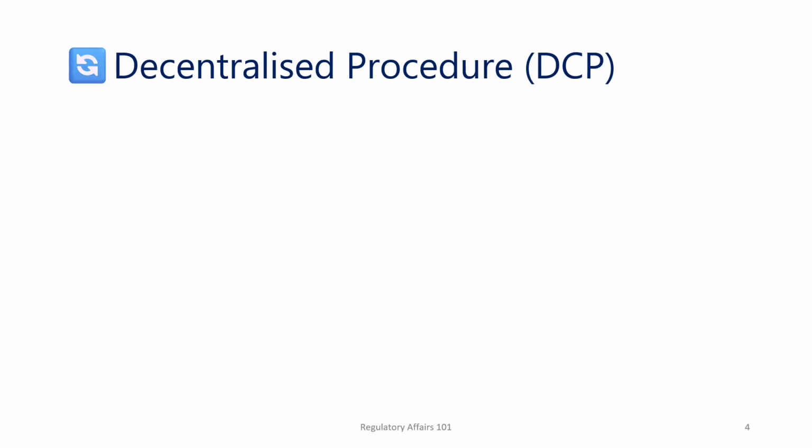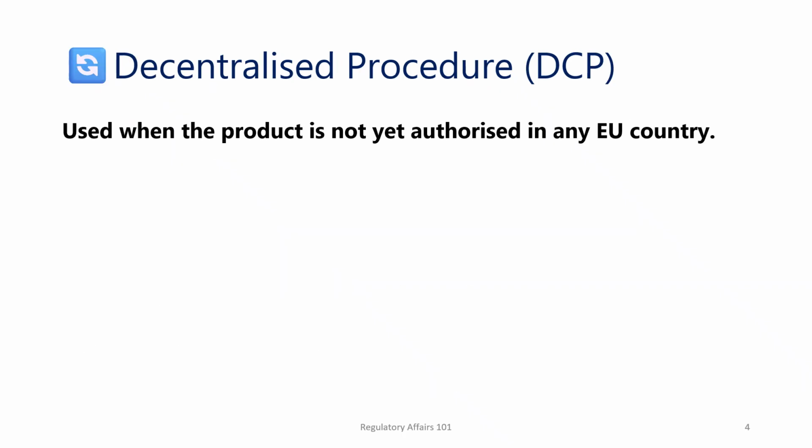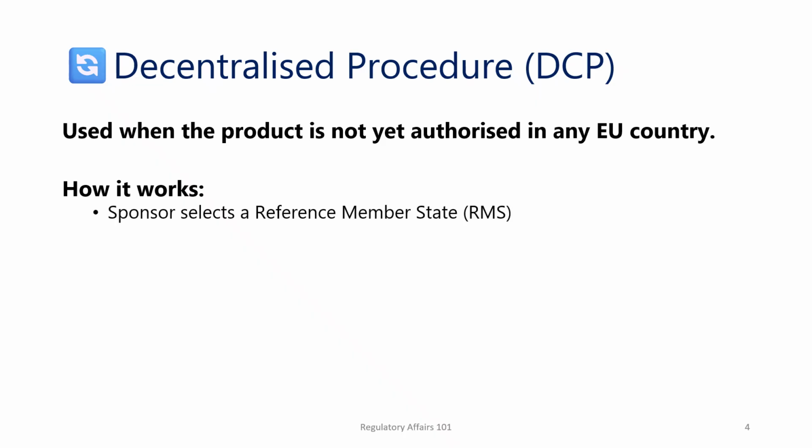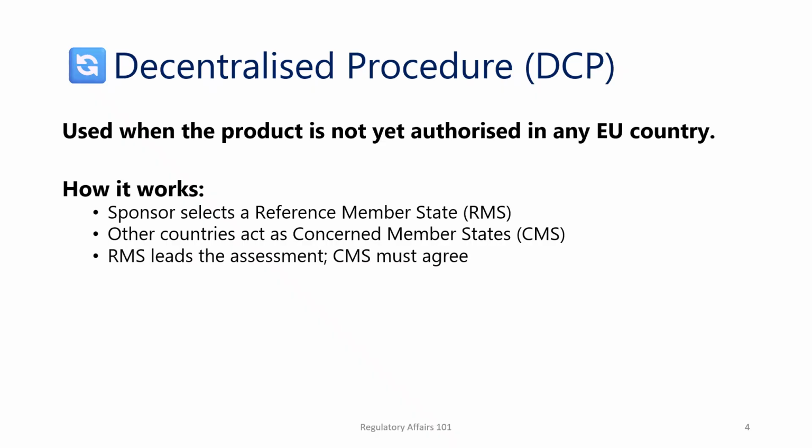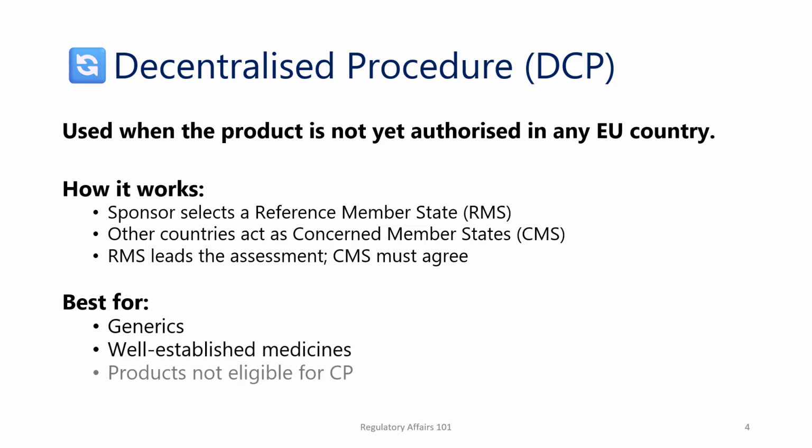The decentralized procedure is used when a product is not yet authorized in any EU country. A sponsor selects a reference member state to lead the review, and other concerned member states participate. It's commonly used for generics, well-established medicines, and products that don't qualify for the centralized procedure.